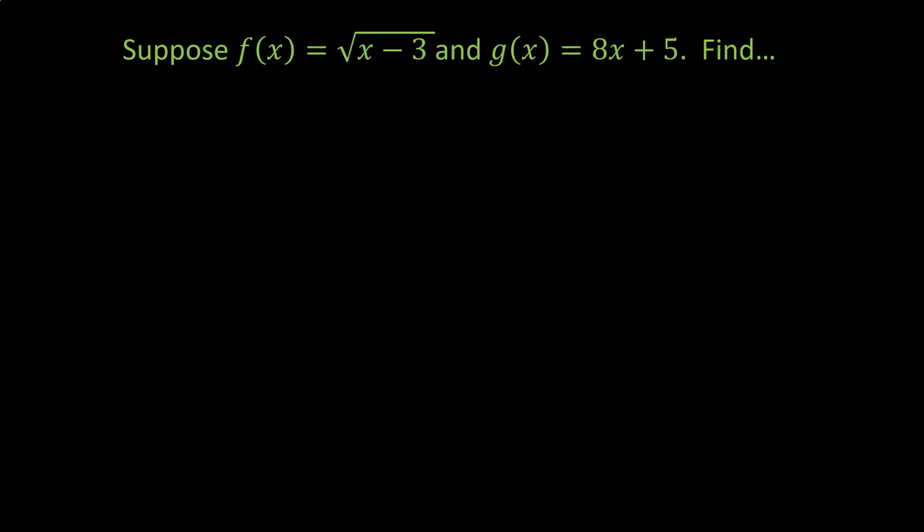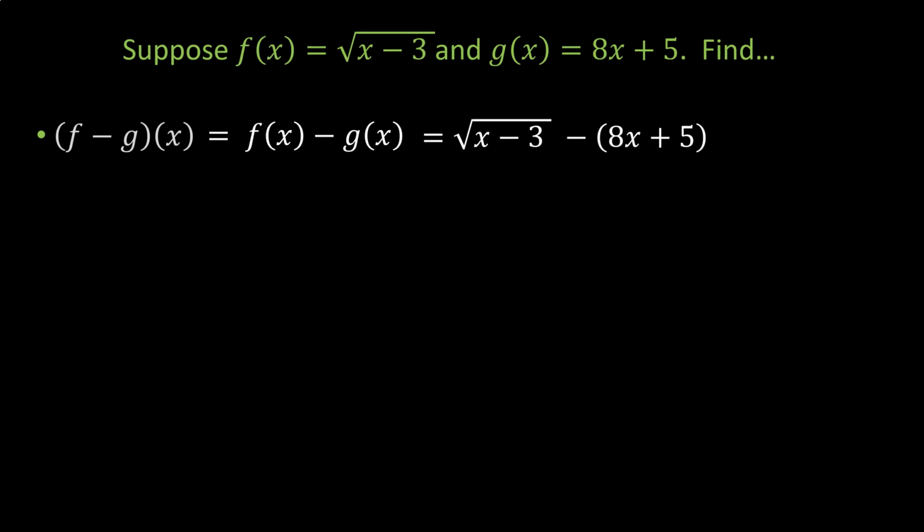In this problem here, we have our functions being defined algebraically using these formulas. F of x is equal to square root of x minus 3, and g of x is 8x plus 5. So f minus g of x is going to equal f of x minus g of x, which in this case would just be square root of x minus 3 minus the whole entire g of x function. Once you distribute the negative, you will get square root of x minus 3 minus 8x minus 5 for your answer.